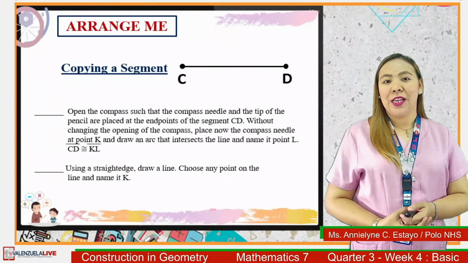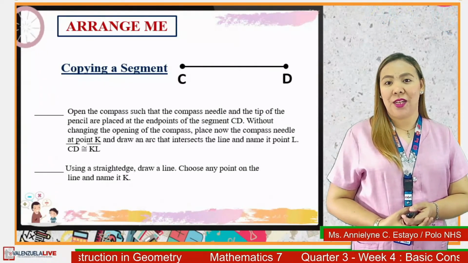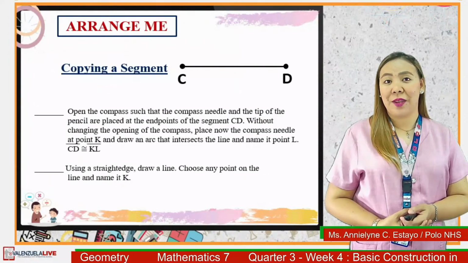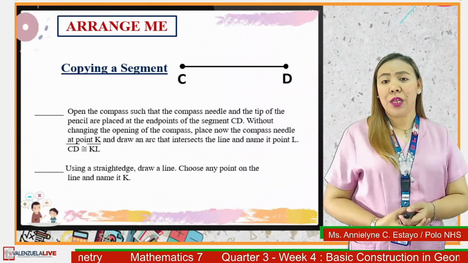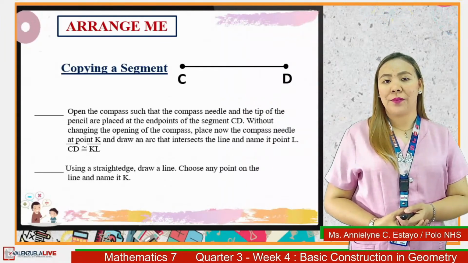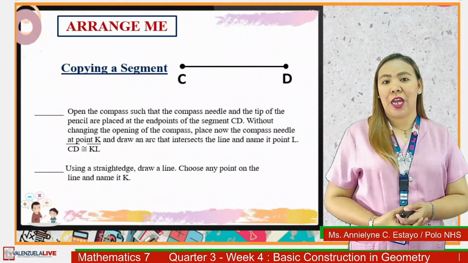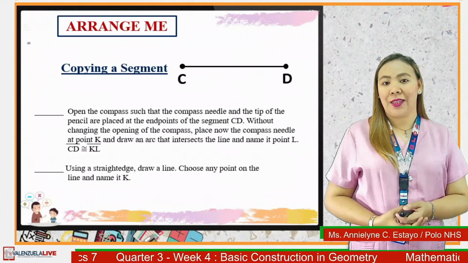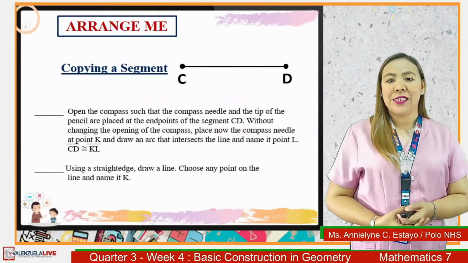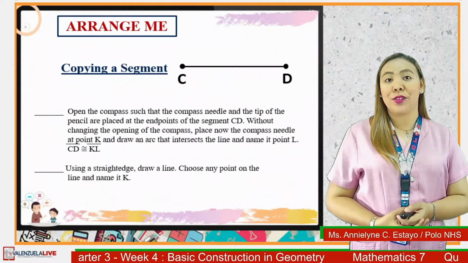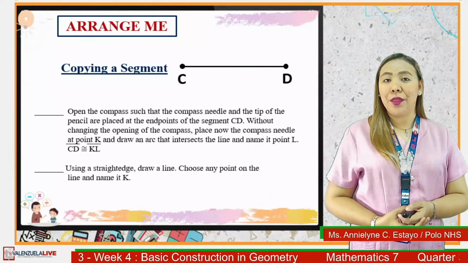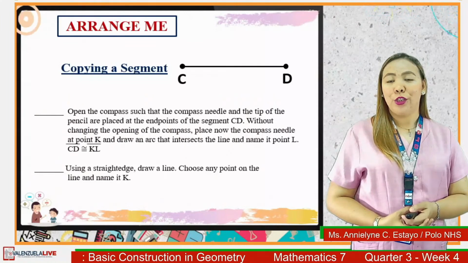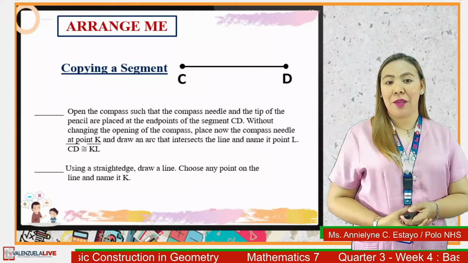Open the compass such that the compass needle and the tip of the pencil are placed at the endpoints of the segment CD. Without changing the opening of the compass, place now the compass needle at point K and draw an arc that intersects the line and name it point L. Segment CD is congruent to segment KL. Another is using a straight edge, draw a line, choose any point on the line, and name it K.